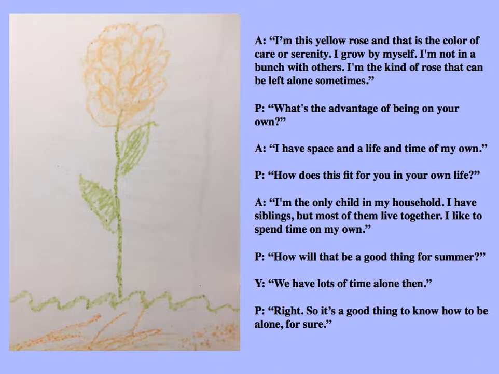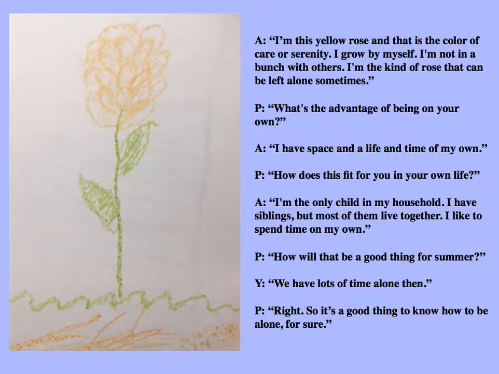So in this case, I was working with a child. She wrote, after I asked her to draw herself as a plant, as a rosebush, she drew it, and then I asked her to be this rosebush, and she said, I'm this yellow rose, and that is the color of care or serenity. I grow by myself. I'm not in a bunch with others. I'm the kind of rose that can be left alone sometimes. And I ask her, so Rose, what's the advantage of being on your own? And she says, I have space and a life and time of my own.